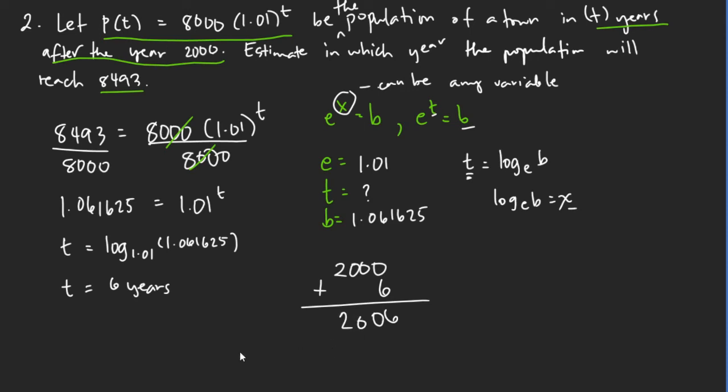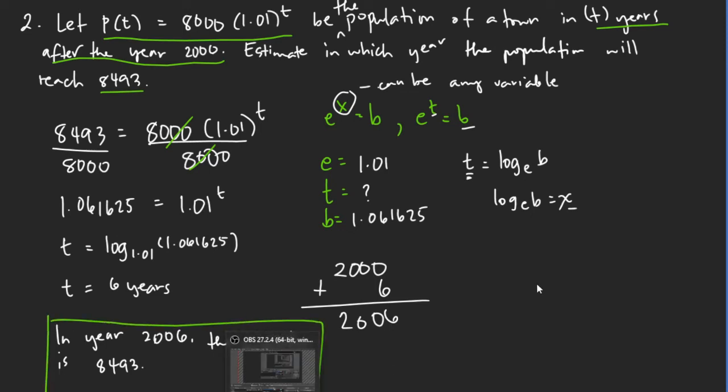So in year 2006, the population is 8,493. Or you can also state, in year 2006, the population will grow to 8,493. Okay. So that is your final answer. That's your final answer. Okay? So let's proceed to question number 3.